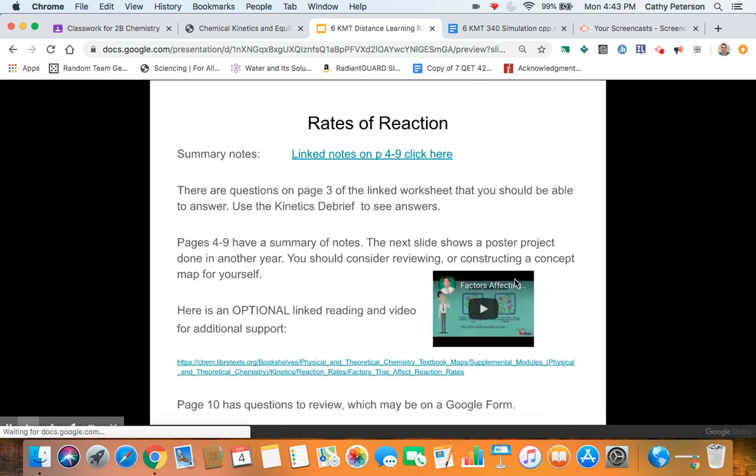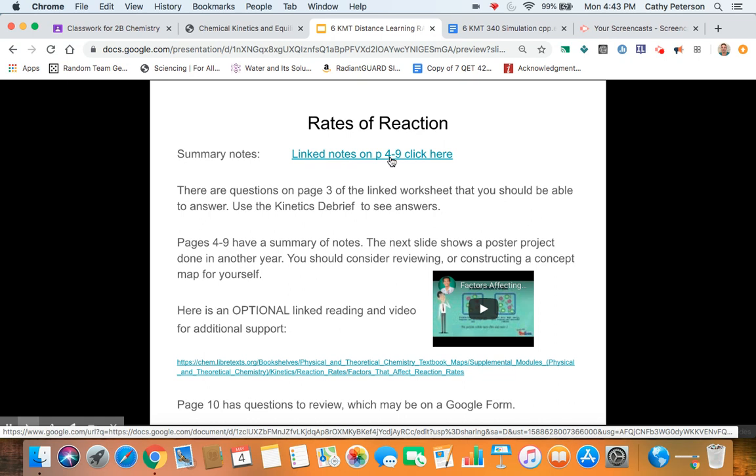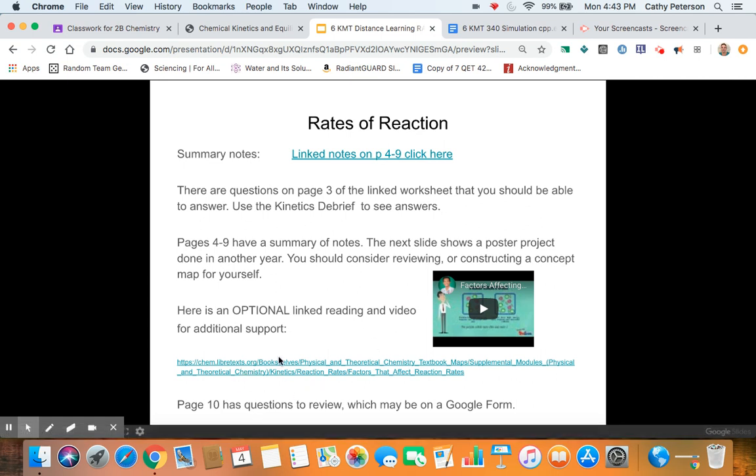On page 3 of the linked worksheet are some questions. We'll do those on a Google form next class. There's also some notes there on pages 4 to 6. If those notes look unfamiliar to you, I did put an optional video clip and an optional reading. And then page 10 has some review questions that we'll do next class.